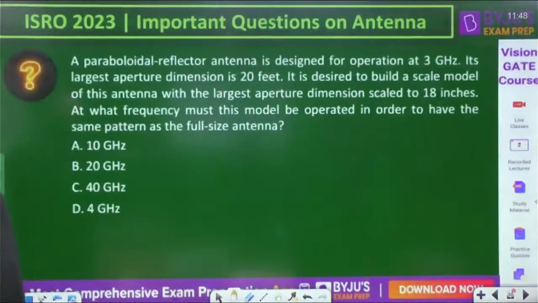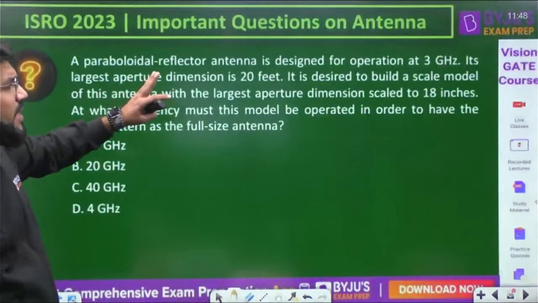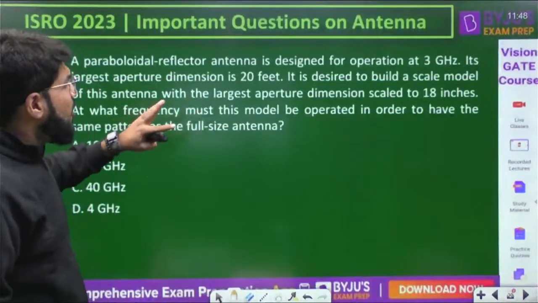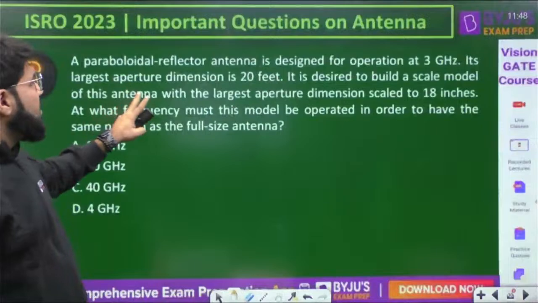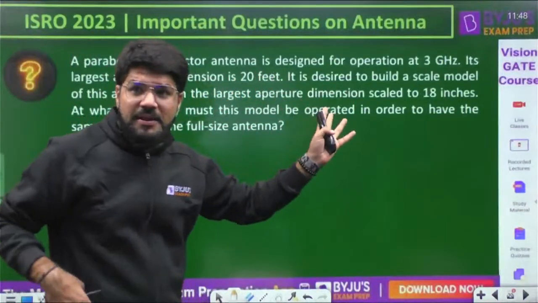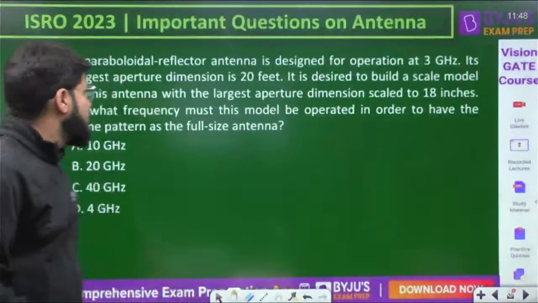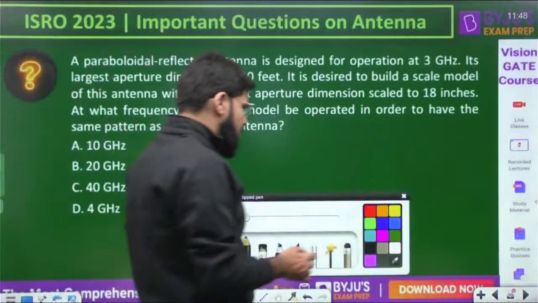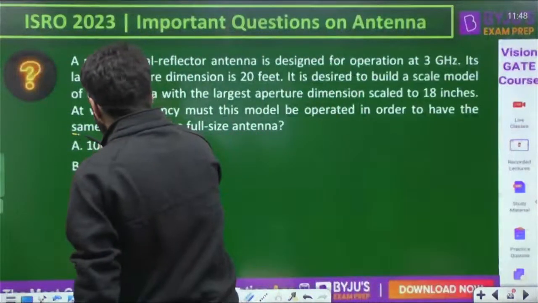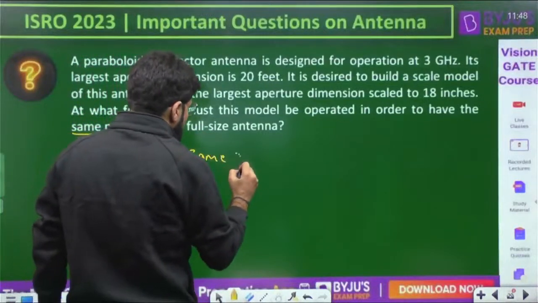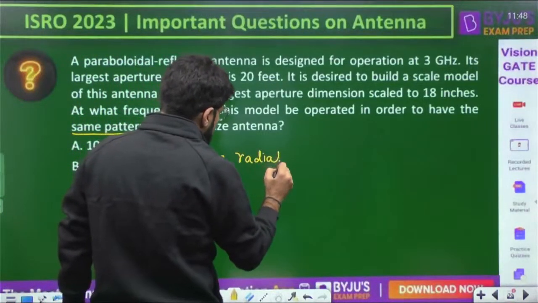Now, it is designed for operation at 3 gigahertz, with the largest aperture dimension of 20 feet. It is desired to build a scale model with the largest aperture dimension scaled to 18. Earlier, it was 20 feet. Remember the units. Now it is 18 inches. At what frequency must this model be operated in order to have the same pattern? Pattern means radiation pattern. So what do you want? You want the same radiation pattern.